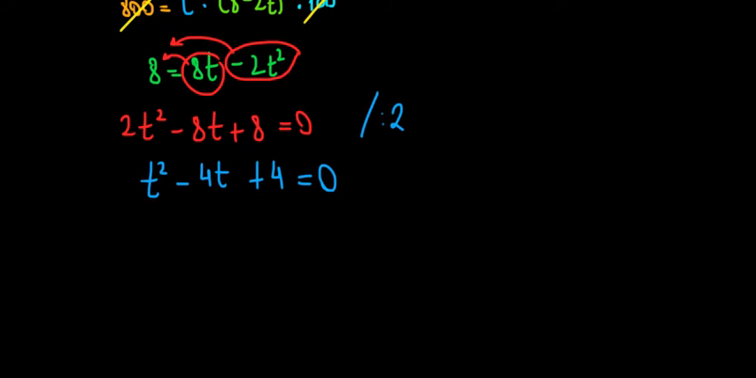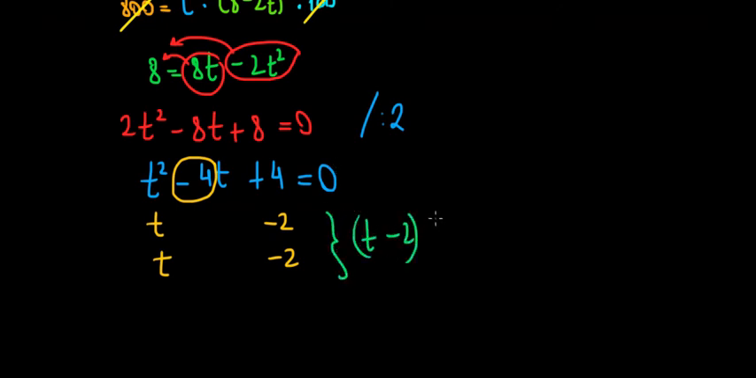Now, how can we solve this? Well, let's use our shortcut for that. We have t and t, and two numbers that when we multiply give us 4, and when we add give us minus 4. Well, that's going to be minus 2 and minus 2. So (t minus 2) times (t minus 2) equals 0. This is just another way of writing the equation.